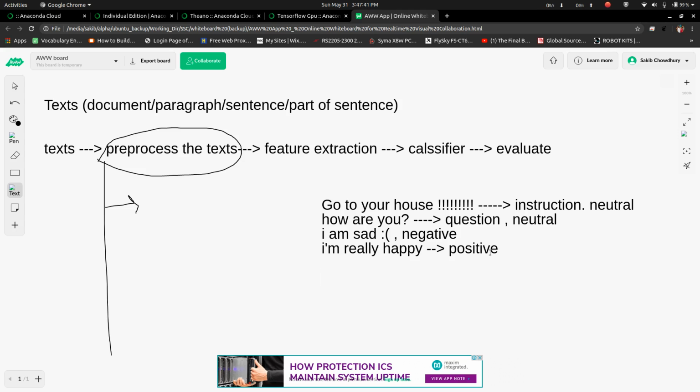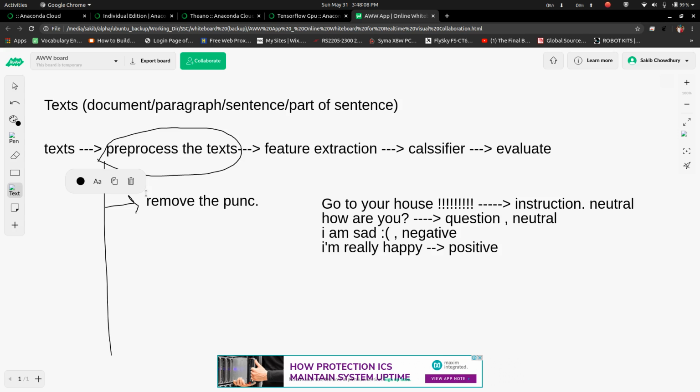So how are we going to perform that? As you have noticed, these punctuation marks have nothing to do with the sentiments. Whether it is neutral, positive or negative, it has nothing to do with the punctuation marks. So at the beginning we would like to remove the punctuation.